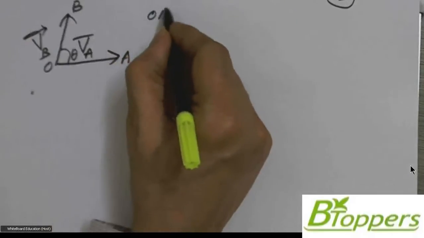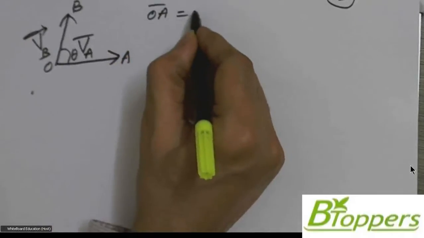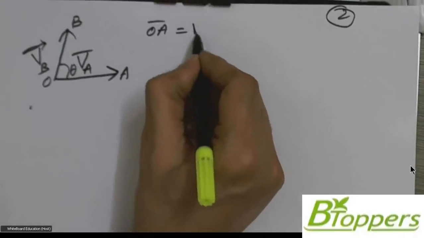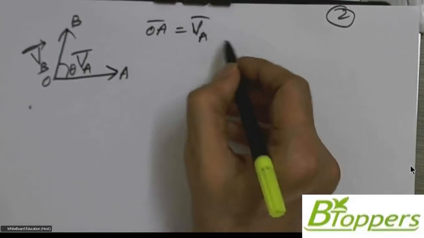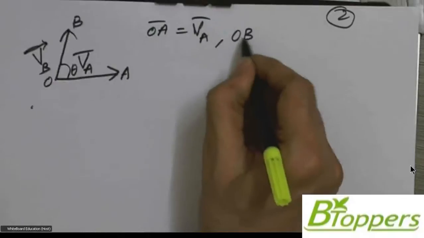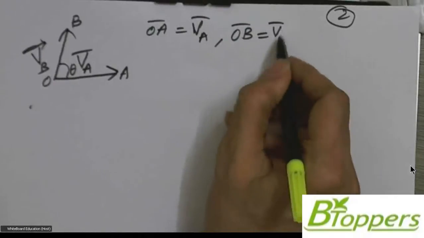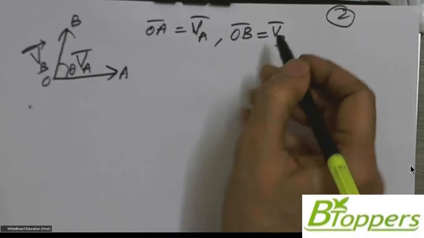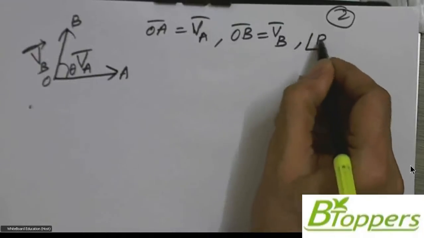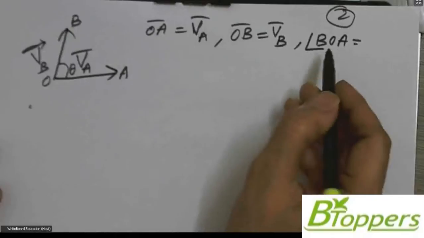So in the figure, OA bar represents the actual velocity of the body A. OB bar represents the actual velocity of the body B. Theta is the angle between the two velocity vectors VA bar and VB bar.